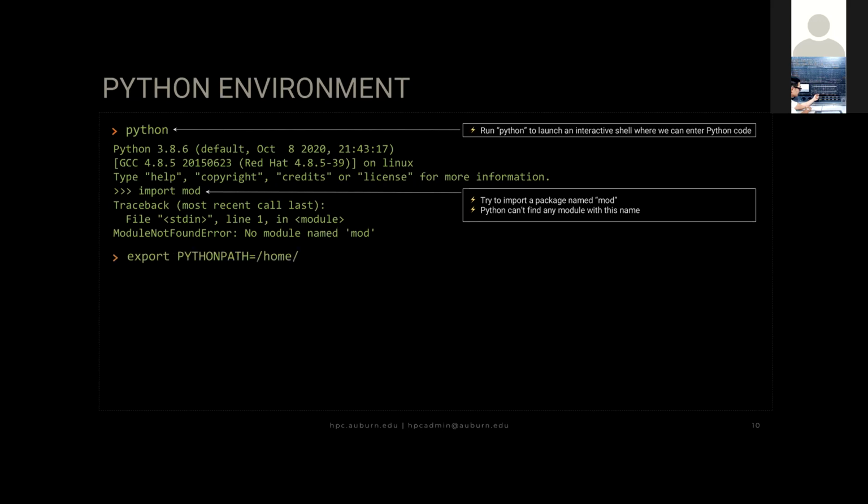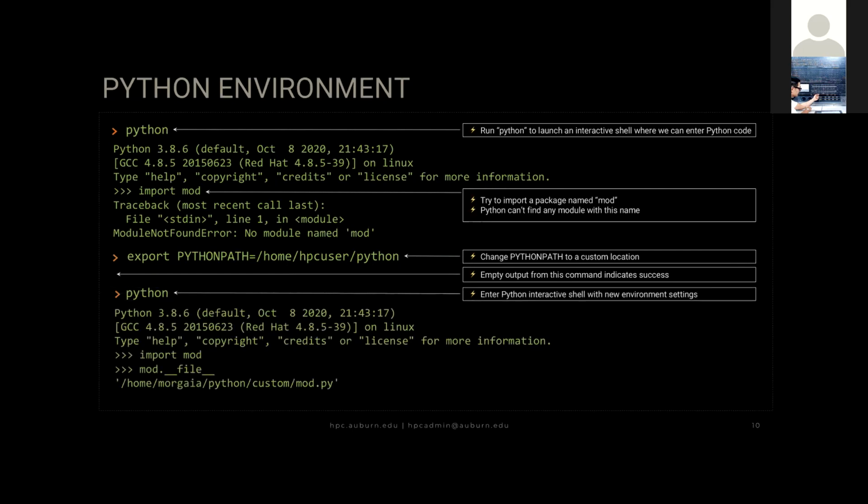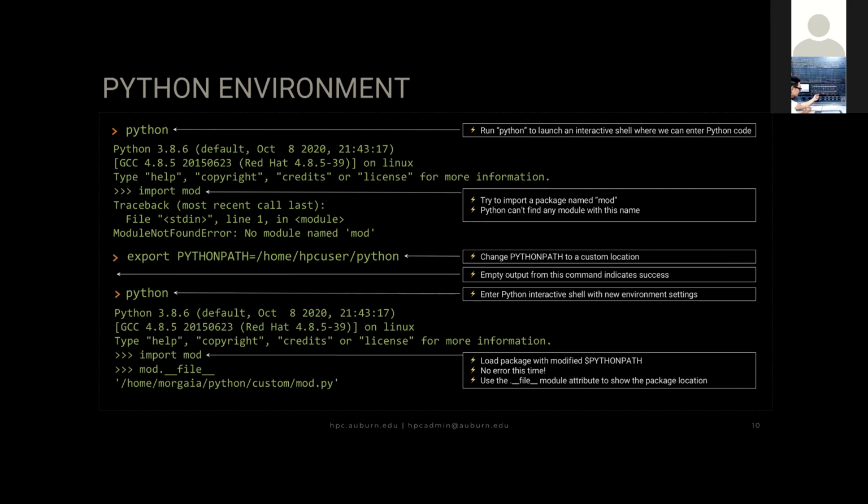Well, again, we'll use an environment variable. This time it's a Python specific environment variable called PYTHONPATH. And we're going to tell it, look in this directory, /home/hpcuser/python. And we're not even prepending the value. We're just changing it altogether. So this is setting it to just this single location. And once again, if it's successful, we'll get an empty result. Then once we've changed that environment variable, if we issue the interpreter command again into the interactive shell, we can run this import mod, and now there's no error.